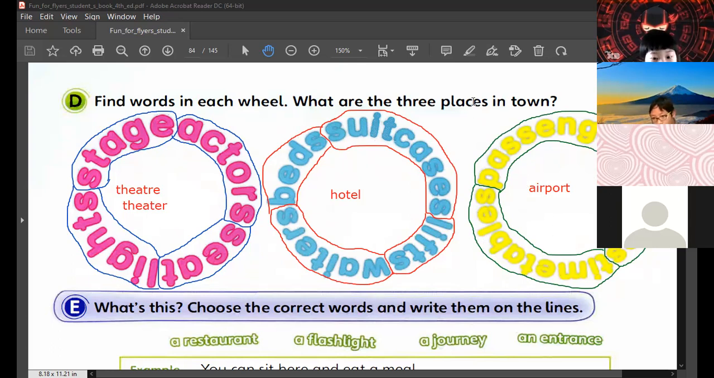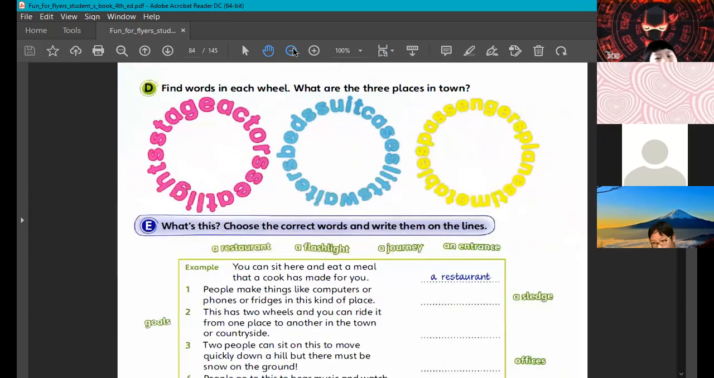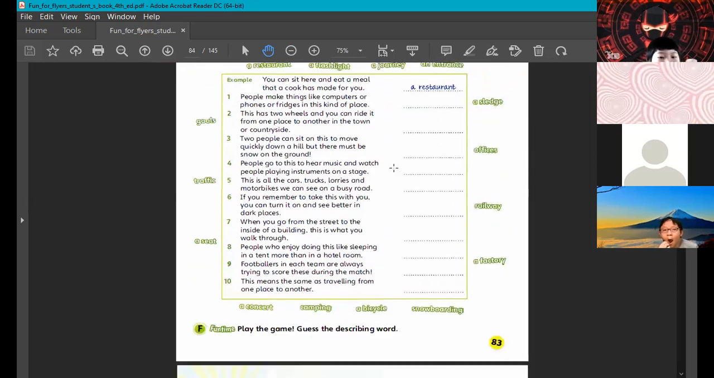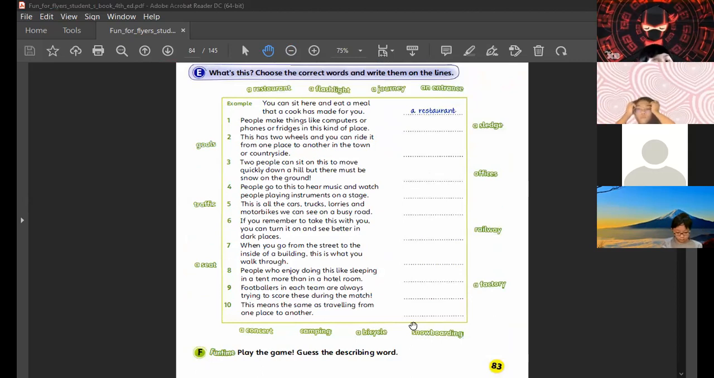Right, okay. The last thing today is exercise E. What's this? Choose the correct words and write them on the lines. So we have 15 words all around the box here, the writing. So the first word, so read all of the words first. That's the best thing to do.